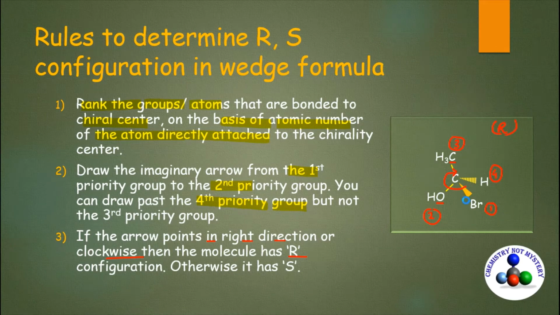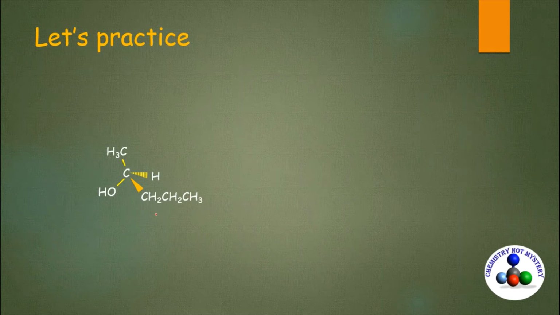Now let's try to find out the configuration of this molecule. Here, first you have to identify the atom that is directly bonded to the chiral carbon. In CH3, carbon is directly bonded. In OH, oxygen is directly bonded. And in the other alkyl group, again carbon is directly bonded. So as you know, oxygen has the highest atomic number among all of these. So it will get the first priority. And hydrogen will get the fourth priority.